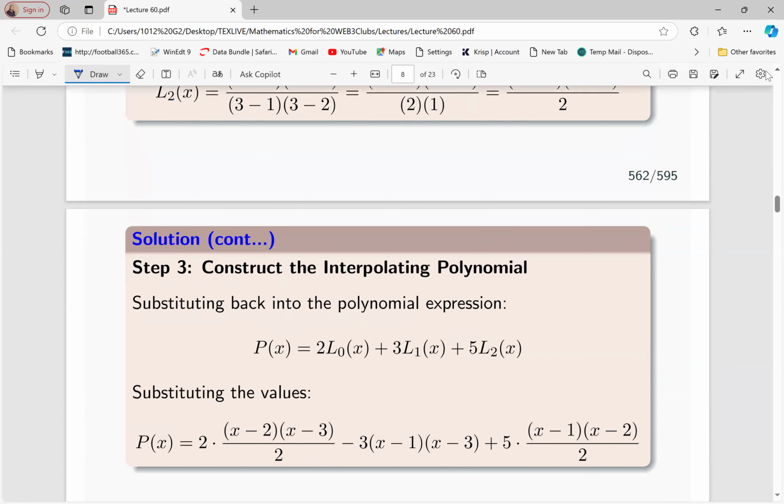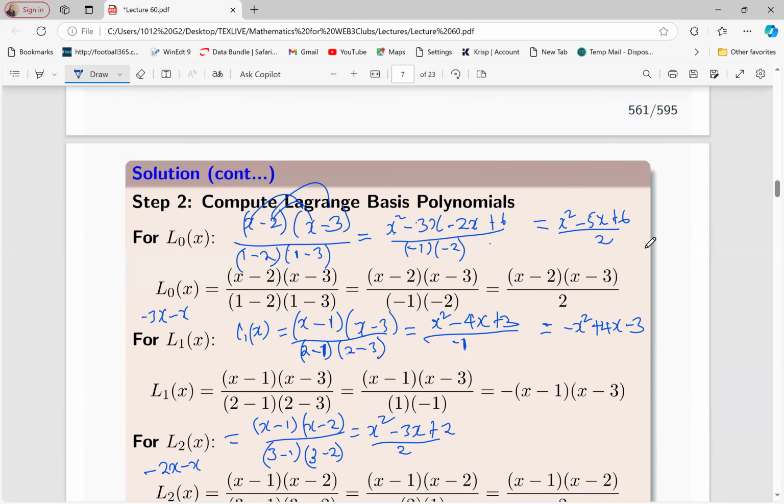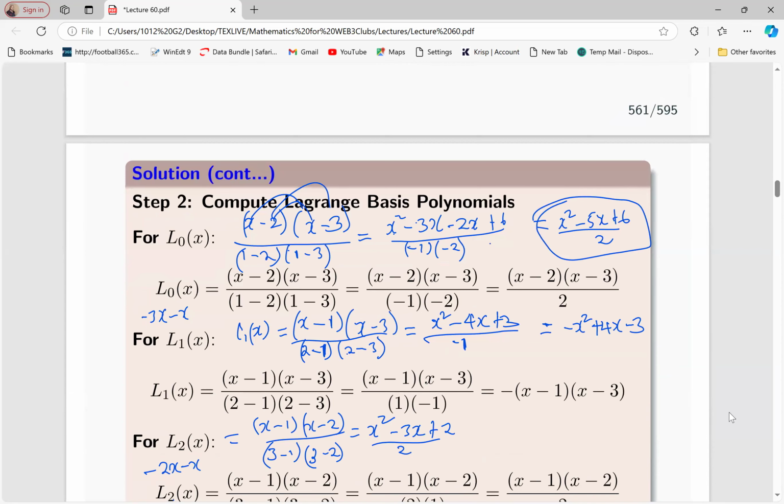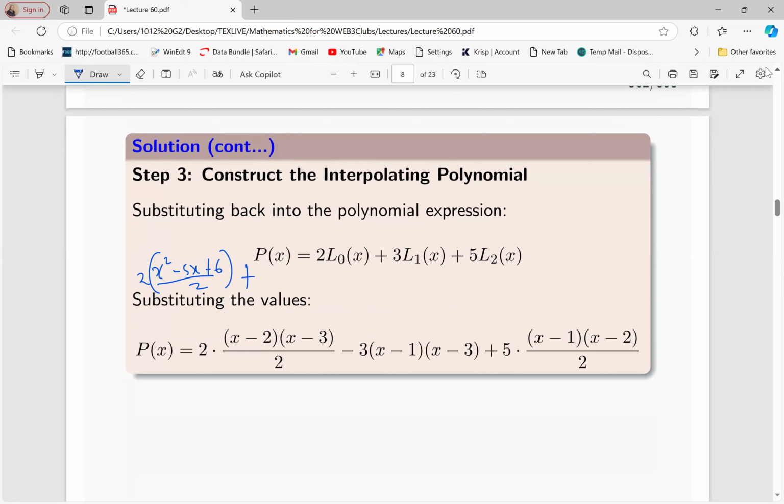Okay, we had already simplified ours, so let's just carry the simplified one at the bottom. It's x squared minus 5x plus 6, over 2. We are multiplying by the y value, which is 2. Then plus, of course, they are even here, but ours had already been simplified. Let's just carry it.